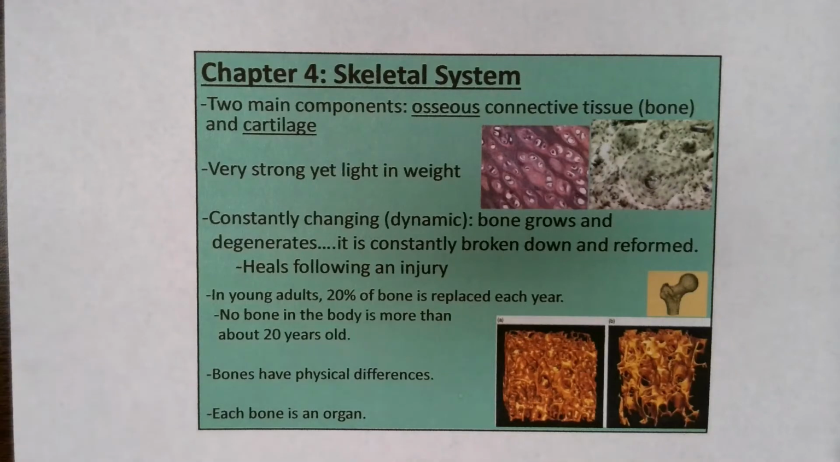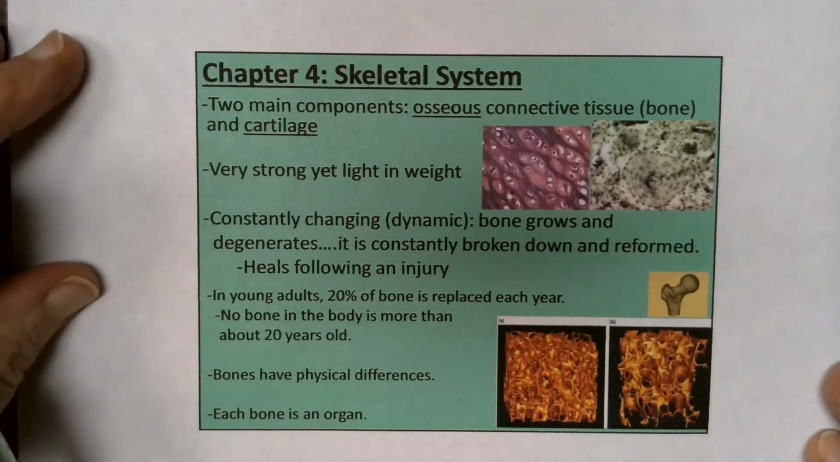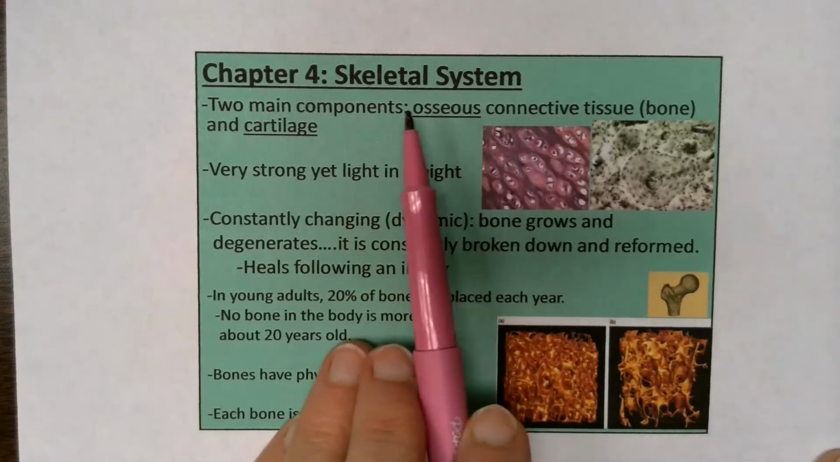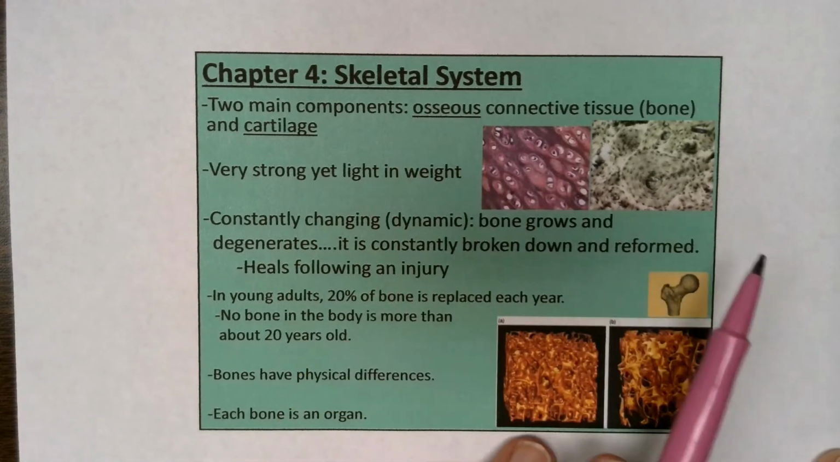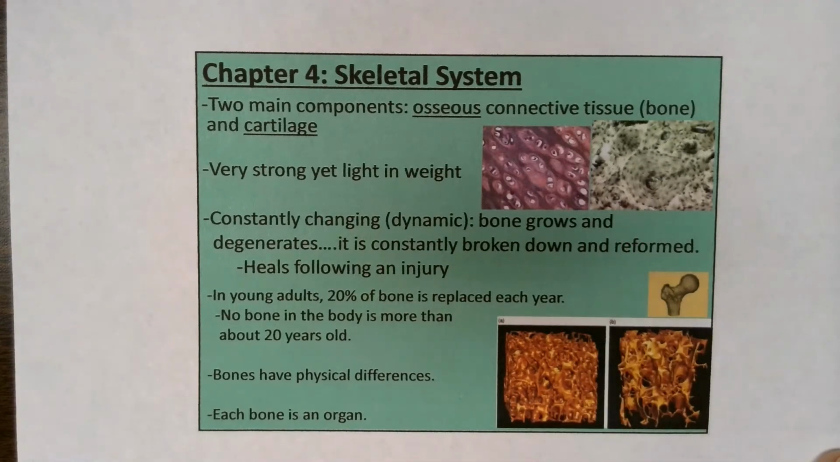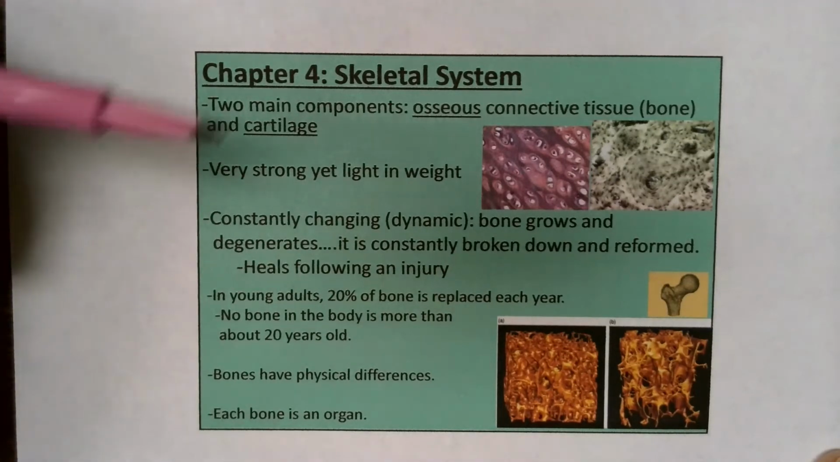So let's start with just some general facts for this PowerPoint concerning the skeletal system. It's made of two main components, obviously our bones, which are connective tissue, specifically osseous tissue, that we can see over here on the right. And I didn't focus too much on the word osseous with chapter 2, just strictly because we were trying to scratch the surface on that. So that's technically the name of the tissue that makes up bones.